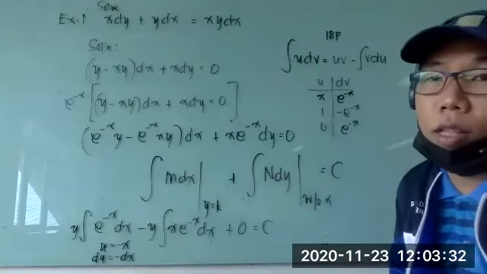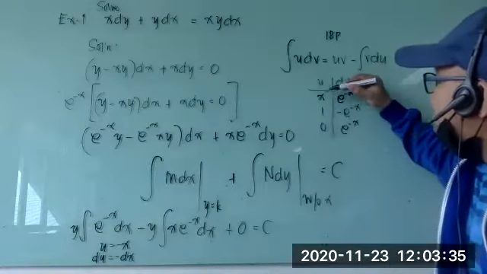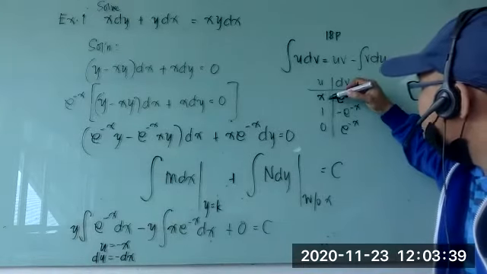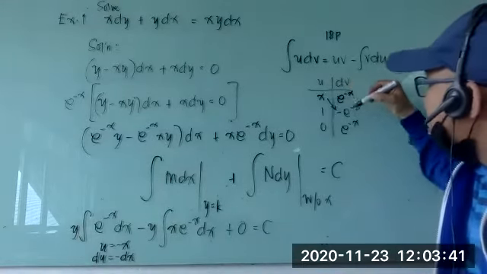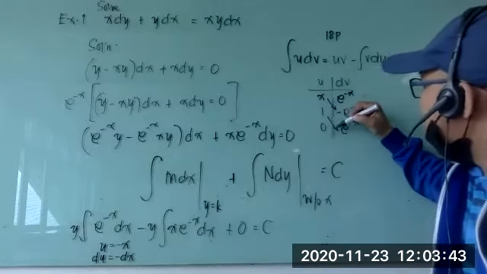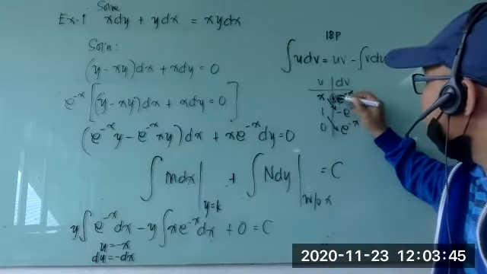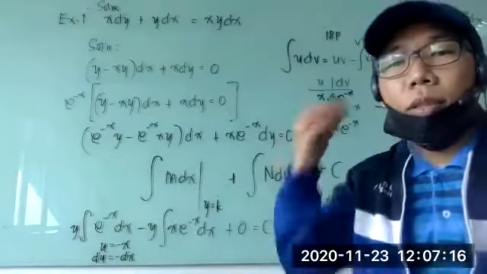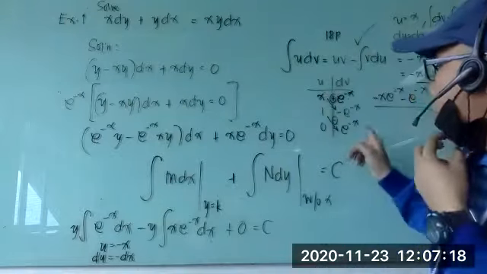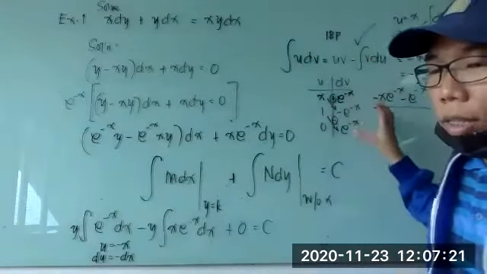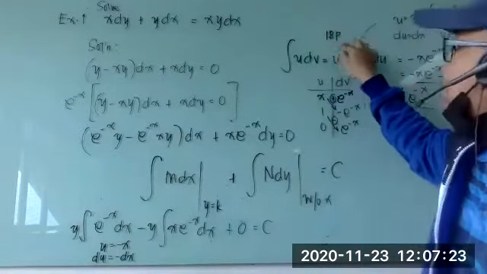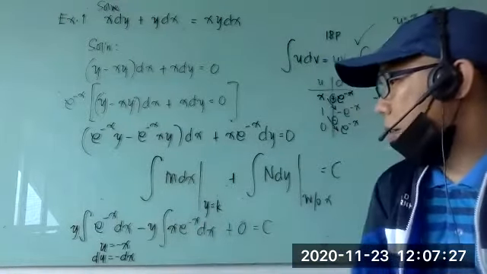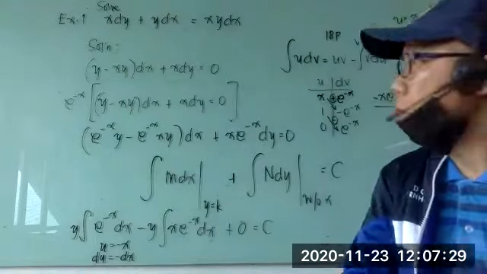And what will happen now? This is dv. If you integrate this one, this becomes v. So the product of this one is u times v. This one is u times v also. So you have the sign plus and you have minus. Okay, so let's continue. We have utilized this technique in integrating this integrand by parts.